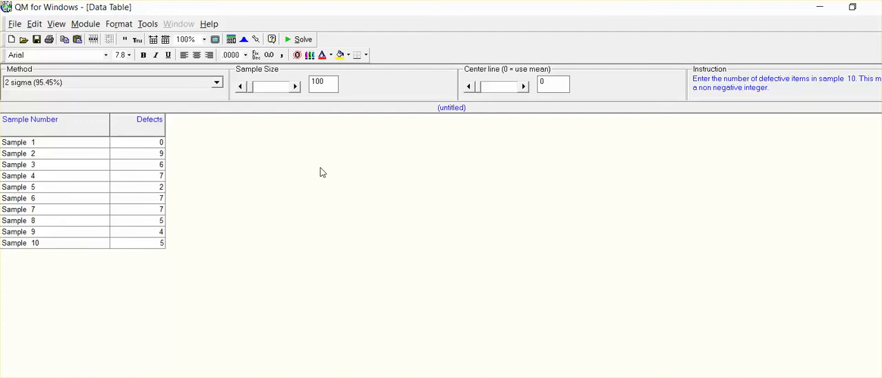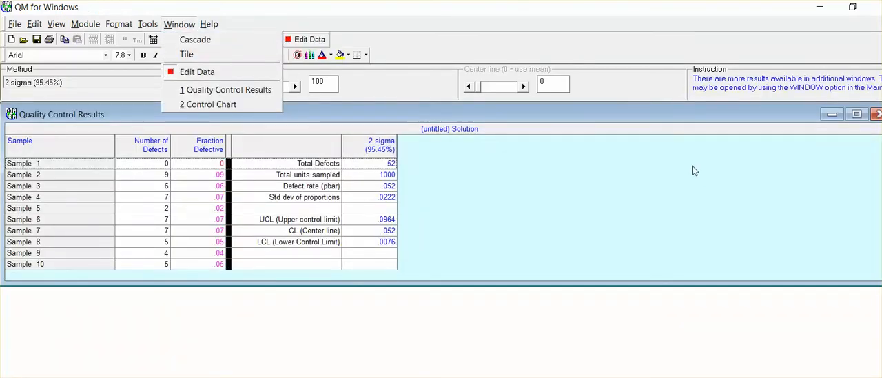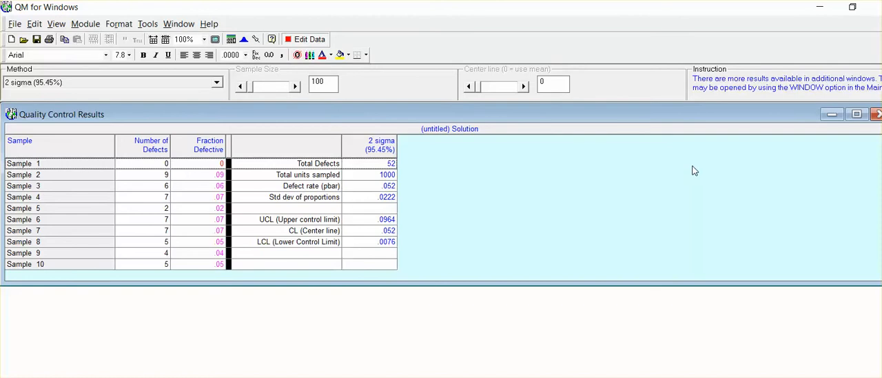So therefore, we come up here and we see solve. So what QM does, it will give you the total number of defects. We have 52. The total units sampled will be 1,000, because once again we had 10 samples and each sample had a sample size of 100. And you can see we have an upper control limit of 0.0964. Our center line, our mean, is 0.052, and our lower control limit is 0.076.